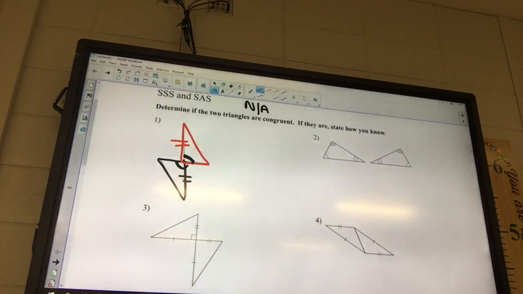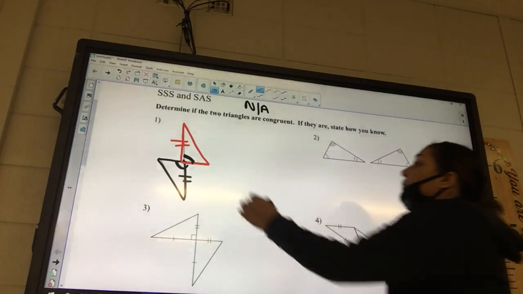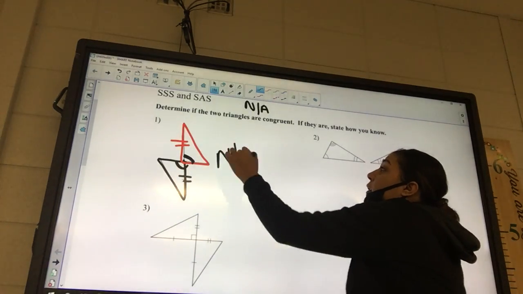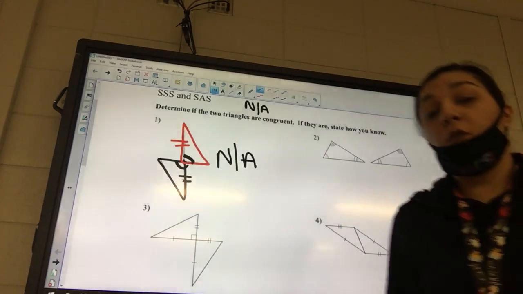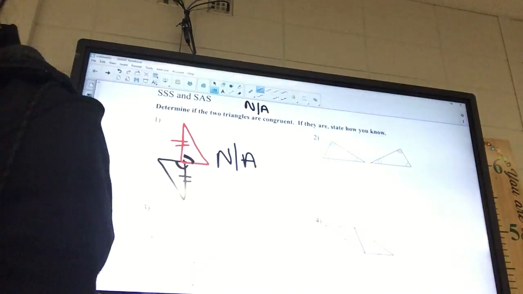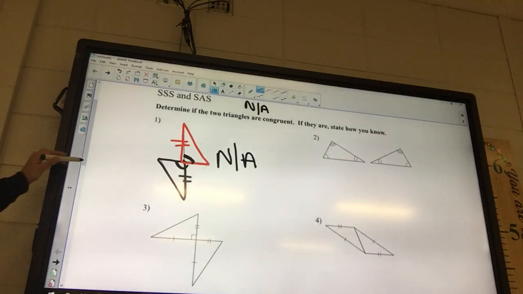No, we can't. And so this one's going to be NA. There's just not enough information here for us to do side, side, side, or side, angle, side. It's going to be not applicable.